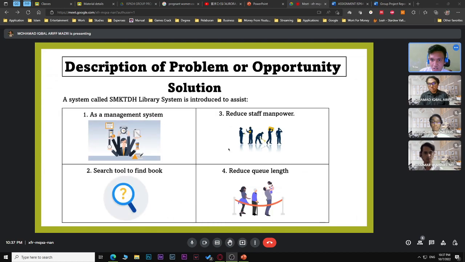The solution to the problem is that a system called SMKTDH library system is now introduced by our company to assist as a management system, a search tool to find a book, reduce staff manpower, and reduce queue length.